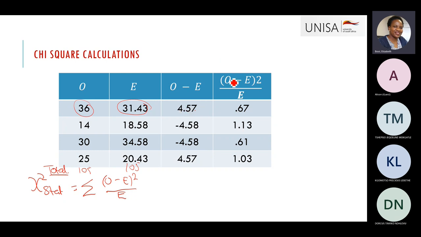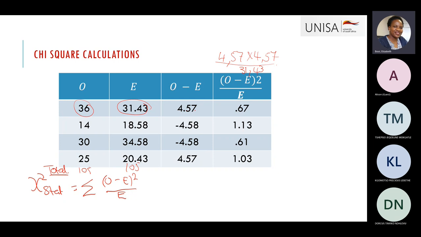So how did we get 0.67? We have whatever is inside the bracket, which is observed minus expected squared, so we say 4.57, multiply by 4.57, and we divide the answer by the expected, and our expected is 31.43. Then you do that for all of them. Minus 4.58 multiply by minus 4.58 equals, divide by 18.58. You do the same with this, equal divide by that number, and the same, and those will be your answers.